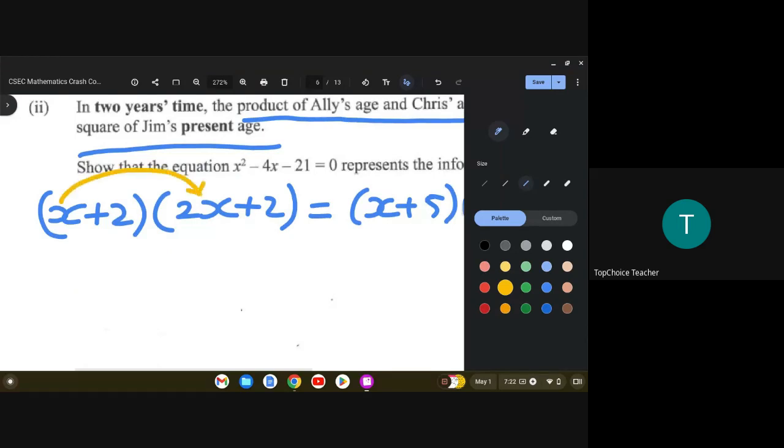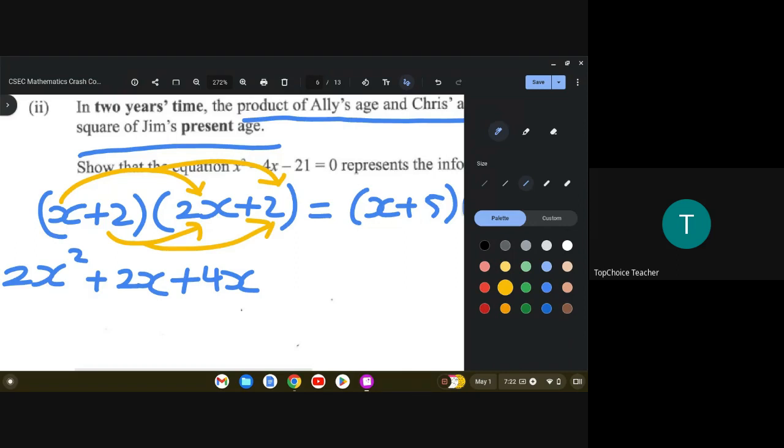x times 2x. You all could probably help me get the answers when I say it. What is x times 2x? 2x squared. And what is x times 2? 2x. Very good. Plus 2x. Moving on now. What is 2 times 2x? 4x. Very good. And what is 2 times 2? 4. Right. So that is good.